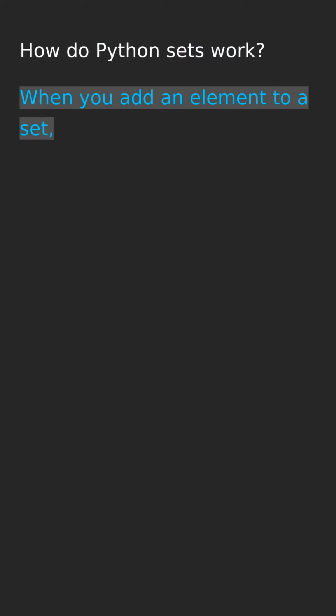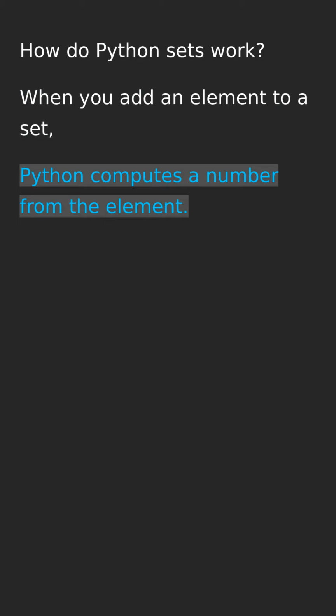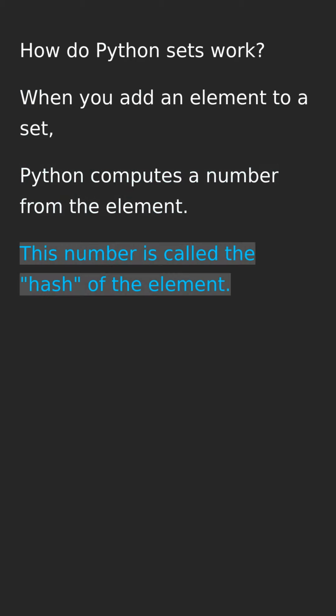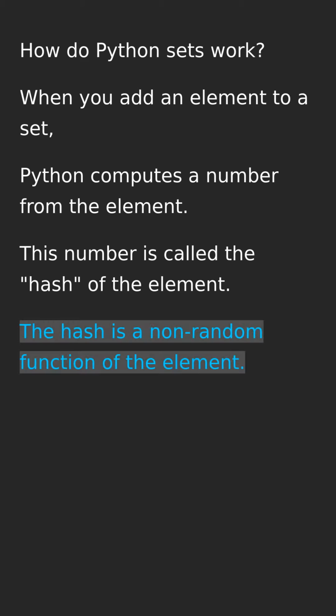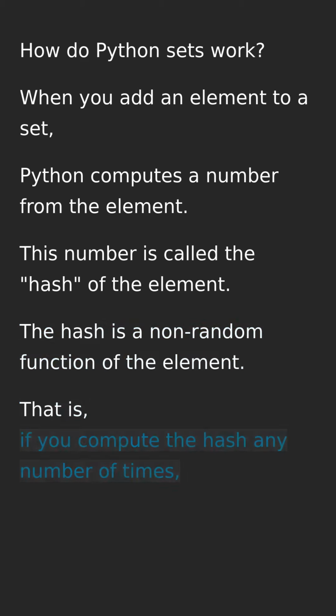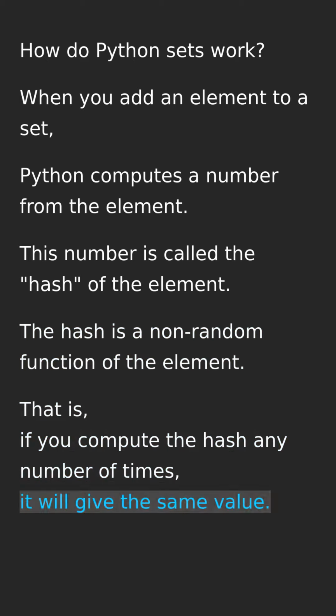How do Python sets work? When you add an element to a set, Python computes a number from the element. This number is called the hash of the element. The hash is a non-random function of the element. That is, if you compute the hash any number of times, it will give the same value.